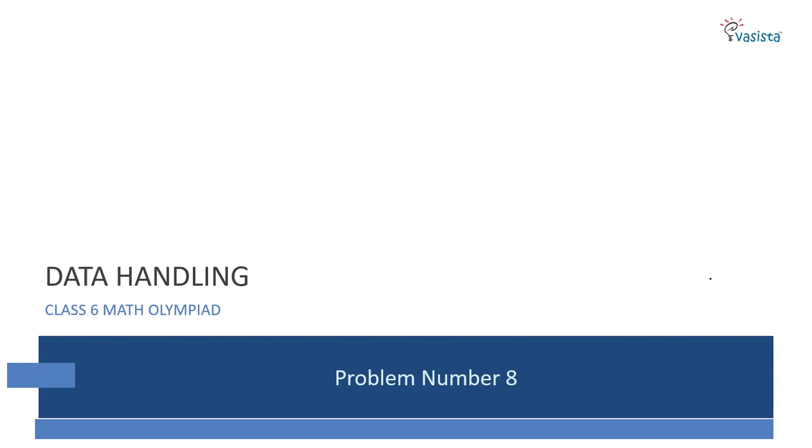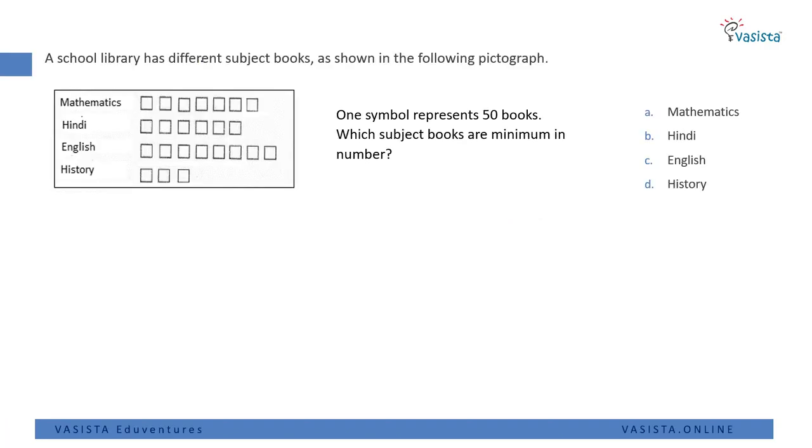Let us go with problem number 8. Here a school library has different subject books as shown in the following pictograph, right? Mathematics, Hindi, English and history. One symbol represents 50 books. Which subject books are minimum in number? Right, so by observing this, that is history.